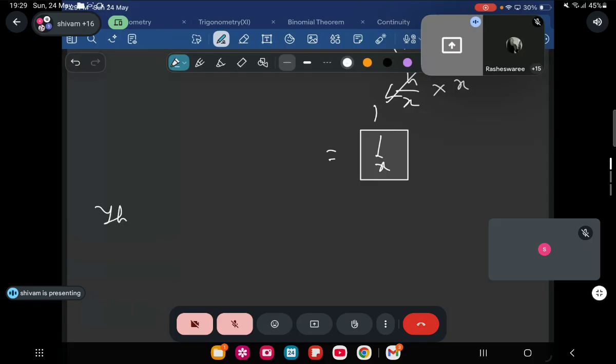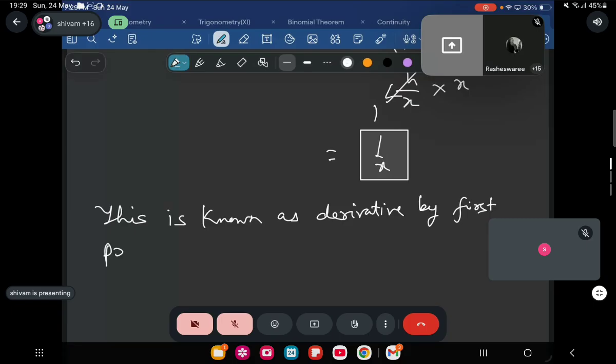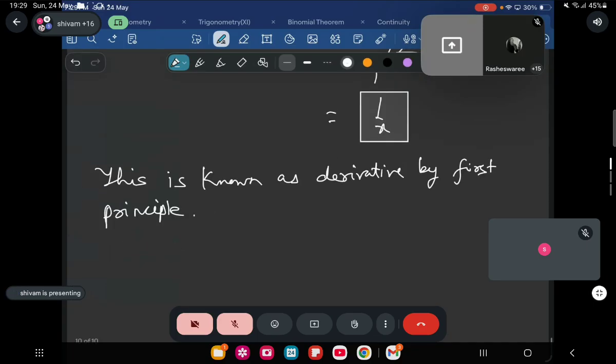This is known as the first principle of derivative. This is known as derivative by first principle. Tell me, are you people getting it? Yes, sir.